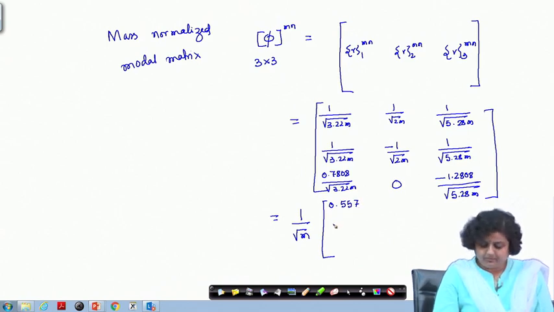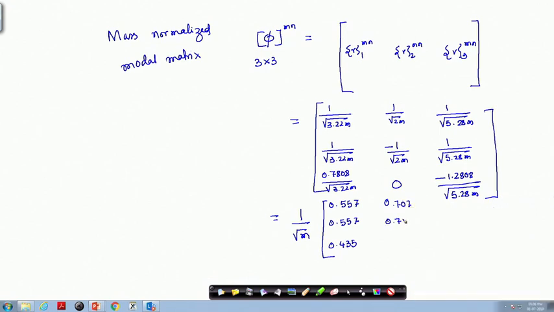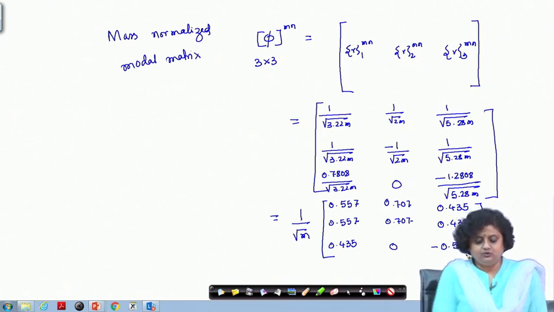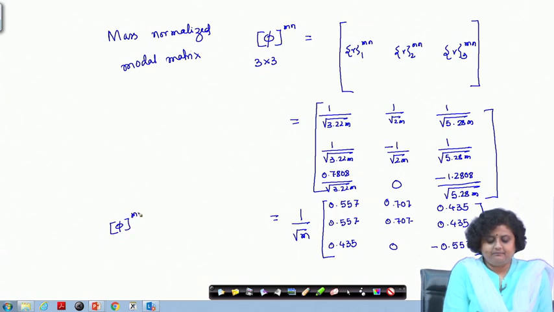So, if I simplify this, I can write this as 1 by root over m and then 0.557, 0.557 and 0.435. Similarly, 0.707, minus 0.707 and 0, and 0.435, 0.435 and then minus 0.557. So, this is going to be the expression for the mass normalized mode shapes. We can check that phi mn transpose into M into phi mn has to become an identity matrix of 3 cross 3.